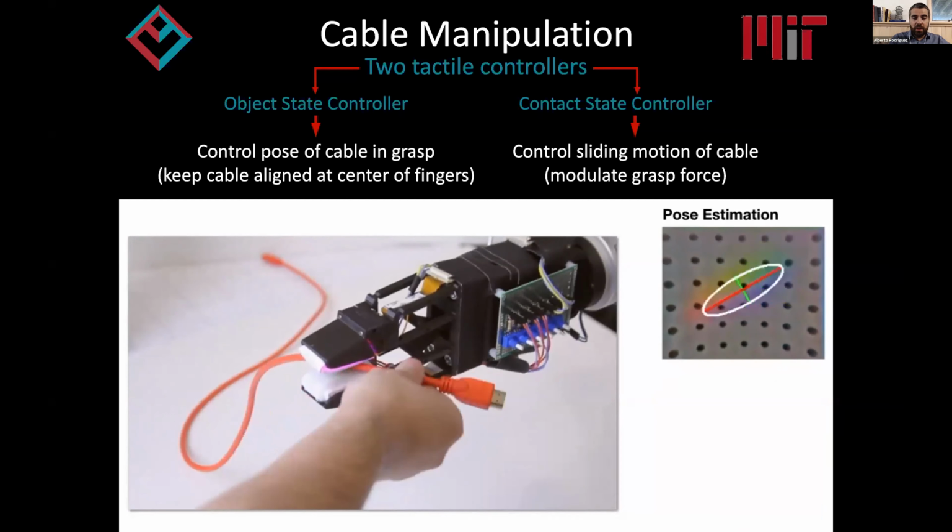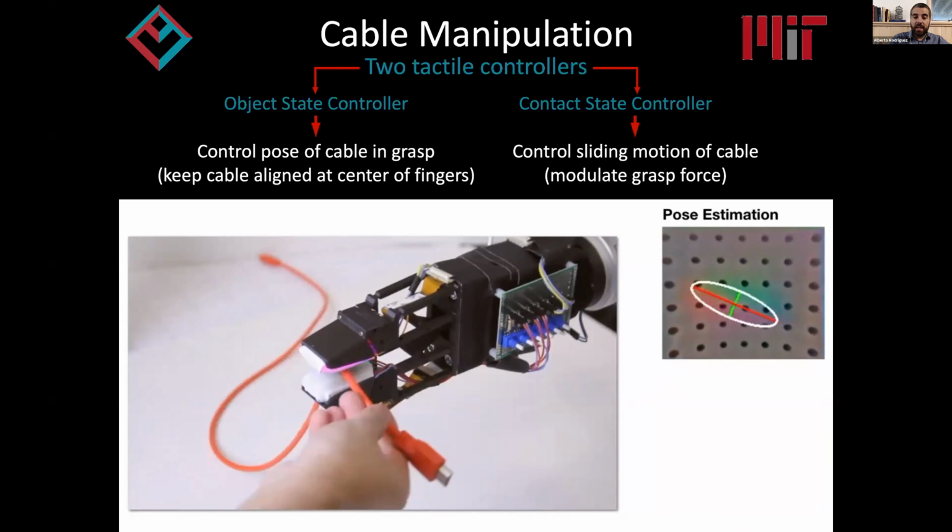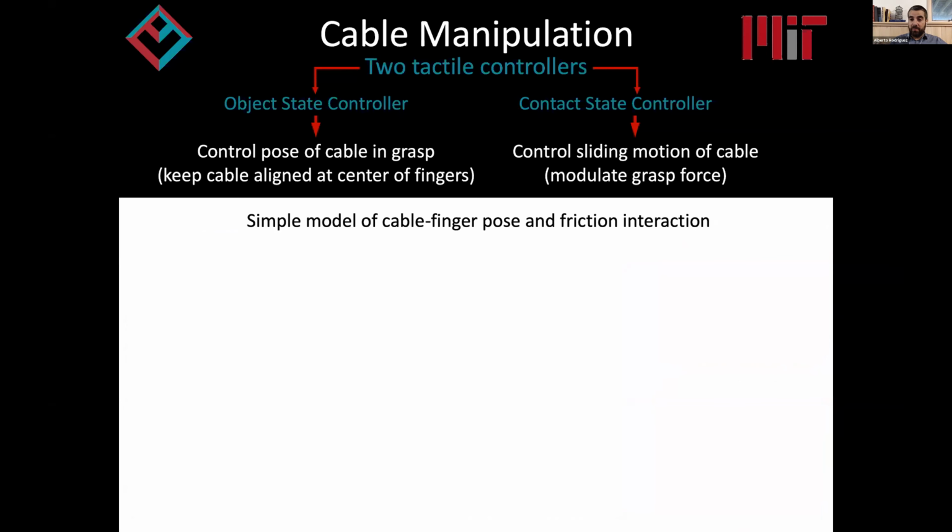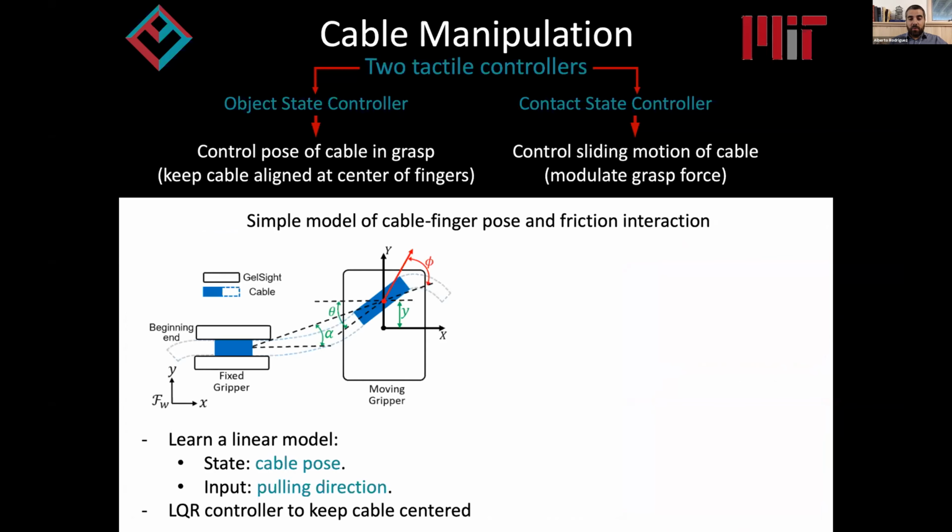Okay, so once we have that, the idea is that with a simple model of the interaction between the friction and the dynamics between the cable and the fingers, let's say we have a model where the cable is just a particle, a directional particle at the center of the finger, and we want to understand what happens if we're pulling on that particle.